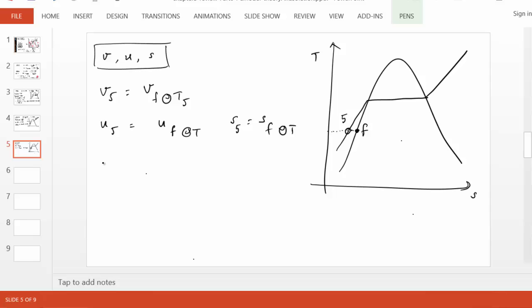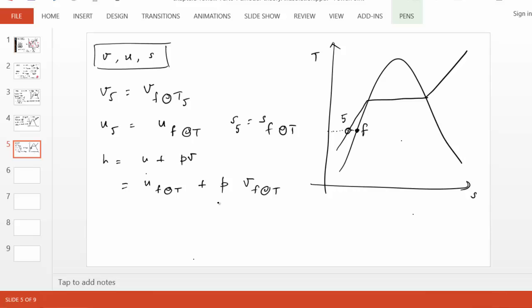But how do you find enthalpy? Enthalpy, unfortunately, is U plus PV, so it will always depend on pressure. U you already know how to find. So if you know the pressure, this is the formula we're going to use to find enthalpy.